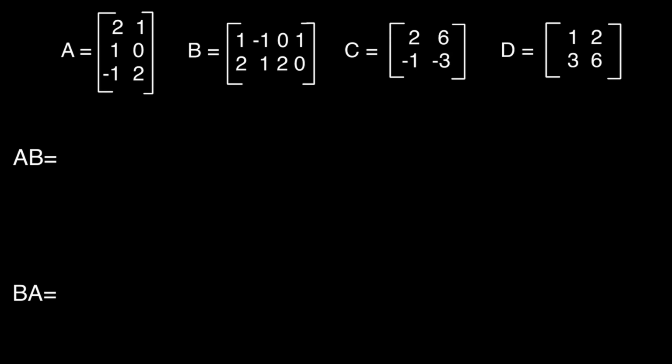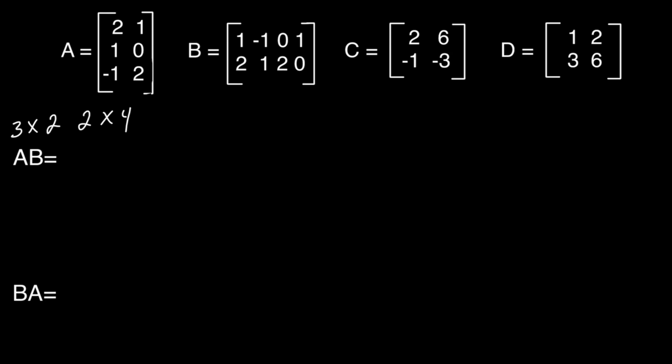So first we need to see how many rows there are. So there's 1, 2, 3 rows, right? And we need to see how many columns there are. Well, there's 1, 2 columns. So A is a 3 by 2 matrix. What about B? How many rows are there? There's 1, 2 rows, and 1, 2, 3, 4 columns. So we've got a 2 by 4 matrix.